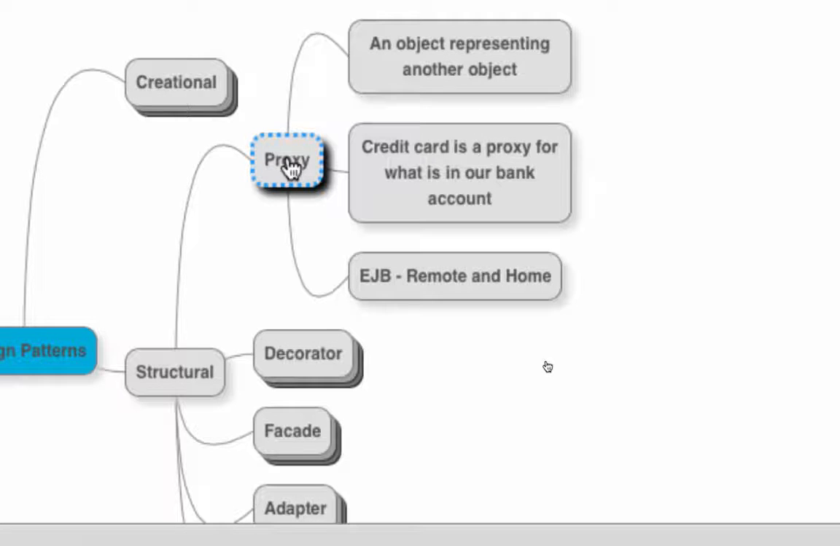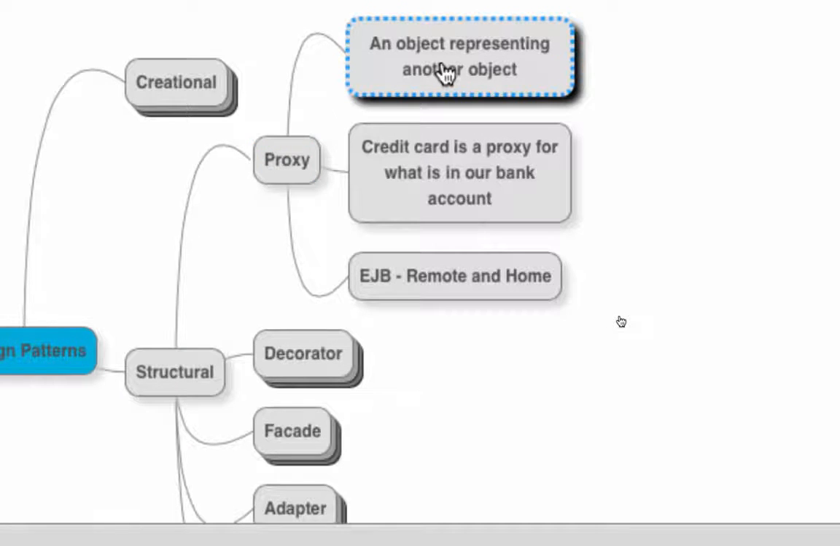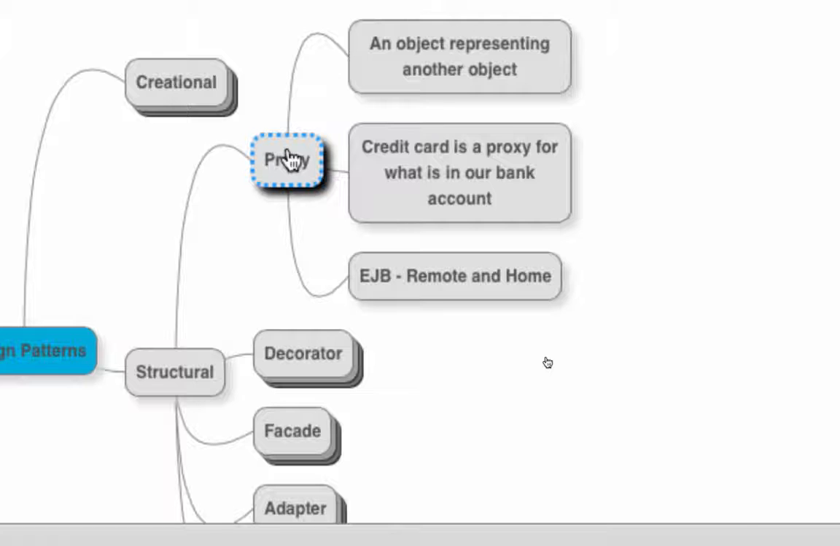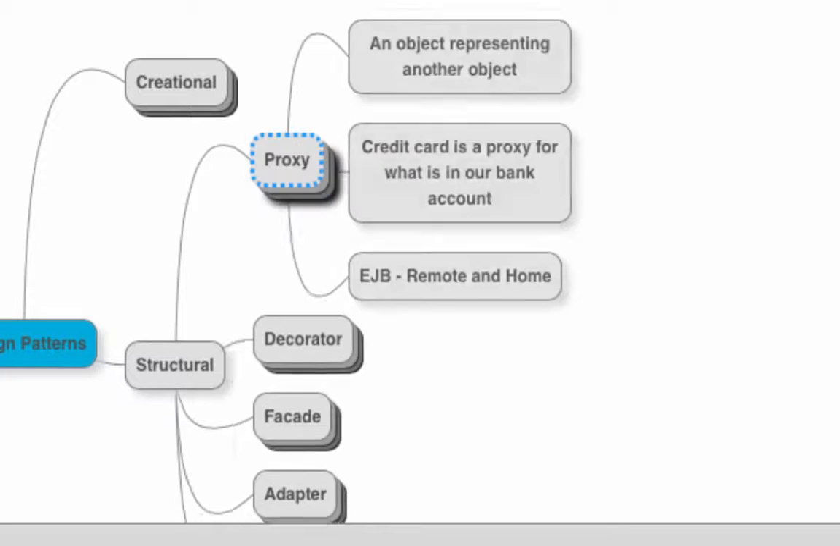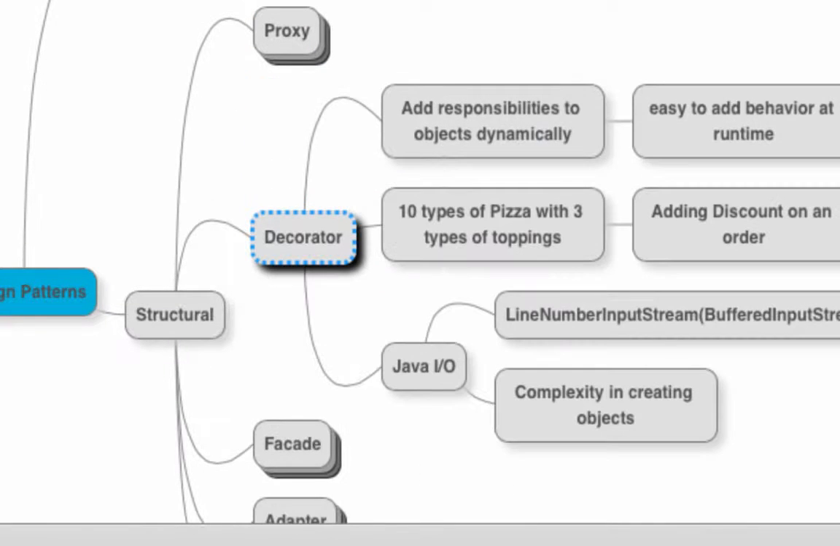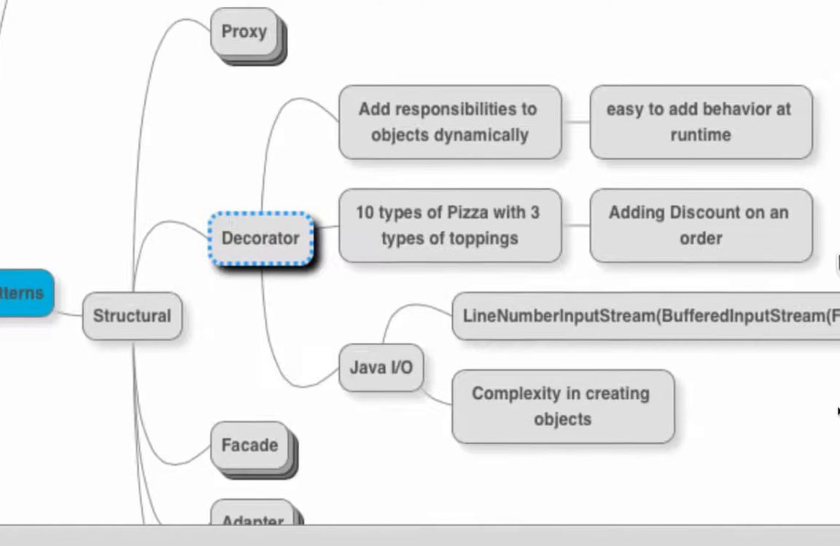The proxy pattern is basically an object which is acting like another object. It's an imposter. It's not the real object, but it's like a proxy of another object. So it hides the complexity of different things. So that's the proxy pattern. Now let's look at the next one, which is the decorator pattern.